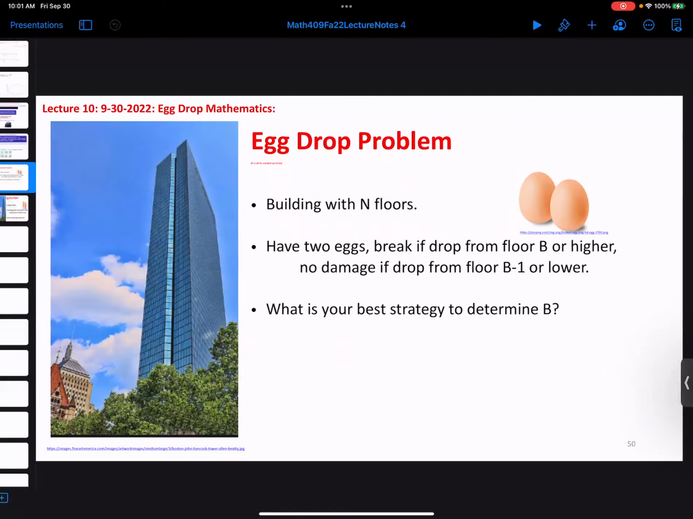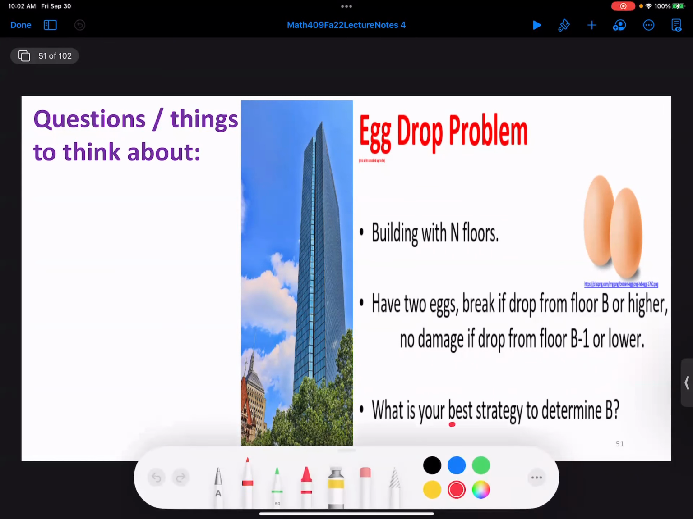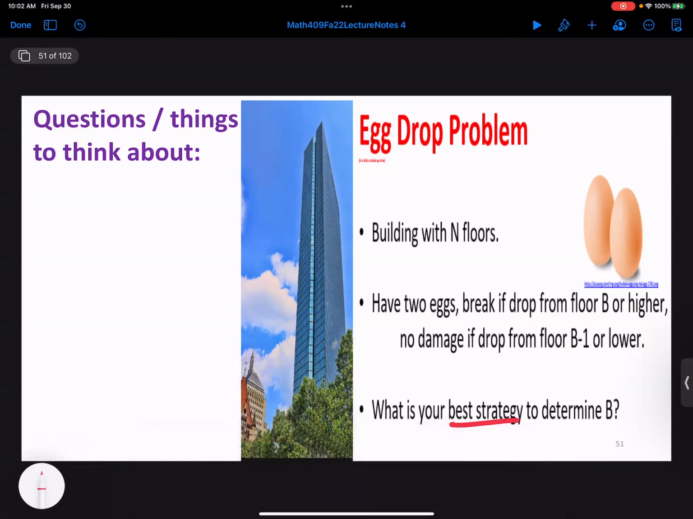Before we try to figure this out, tell me what are some questions or things we should be thinking about for this problem. When you see this, what comes to mind? When you see the words best strategy, what are you thinking of? What makes the strategy best? In what sense? Because there are lots of different metrics we can use for loss. Consider a loss of broken egg. Okay, loss is broken egg.